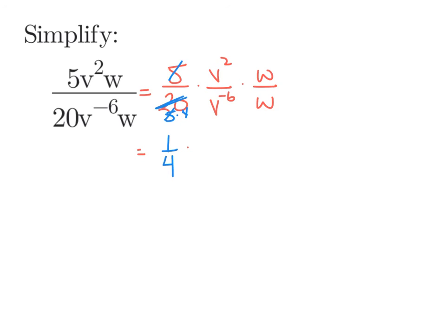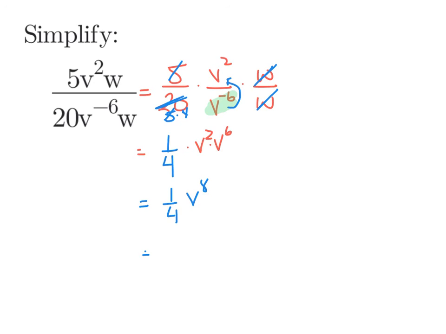For the v to the negative 6, like I just said, we have a negative power in the denominator. To make that power positive, we just move it to the other side of our fraction. So we'll have v squared times v to the positive 6. In our last fraction, w divided by w, those are the same, so they're going to cancel. Now we just have to simplify what's left. V to the 2nd times v to the 6th. Since we're multiplying, now we add those powers together, and we get v to the 8th.